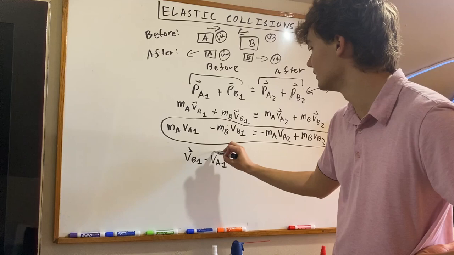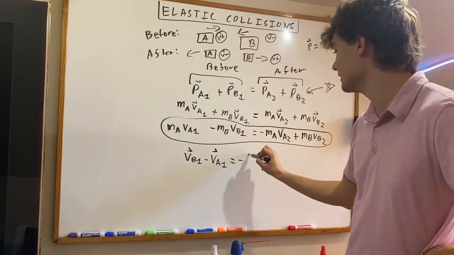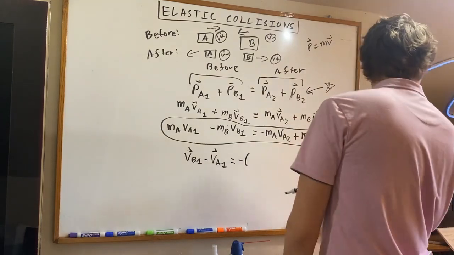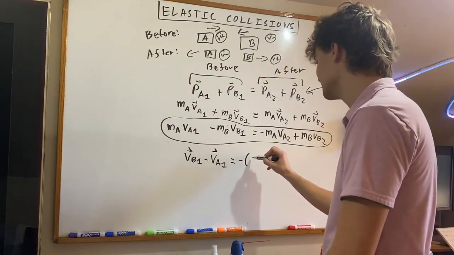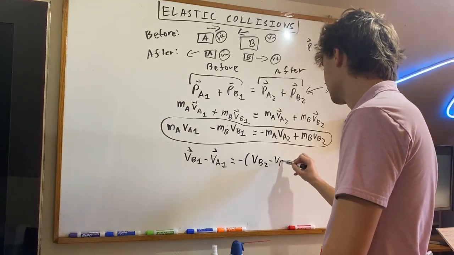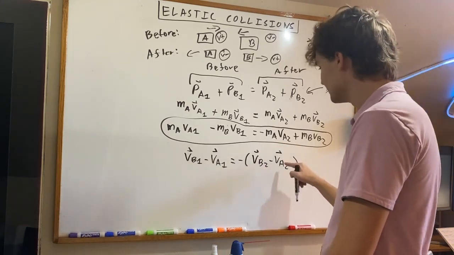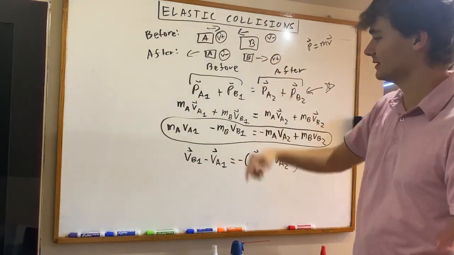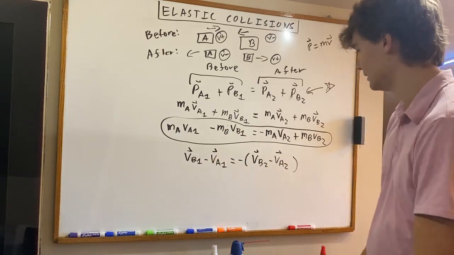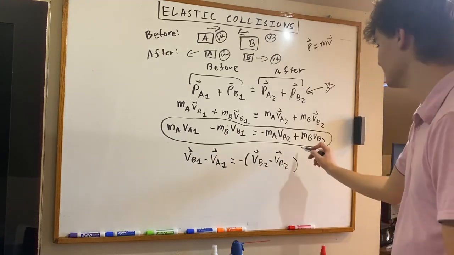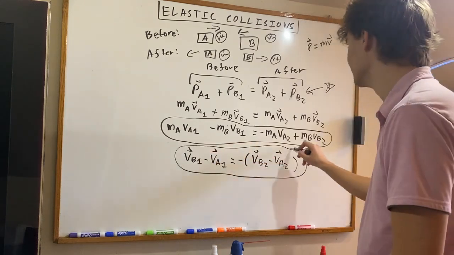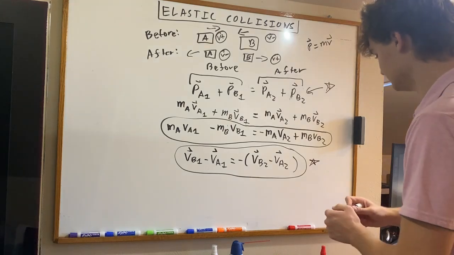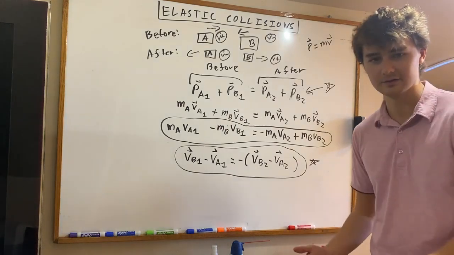And these are vectors, is equal to the negative of the difference in velocities as they go away. So this would be vB2 minus vA2. And notice these are still vectors, so here vB1 is negative, right? So it would actually be negative, and you can adjust it that way. But yeah, this is another equation that you can remember to solve elastic collisions. So that's elastic collision.